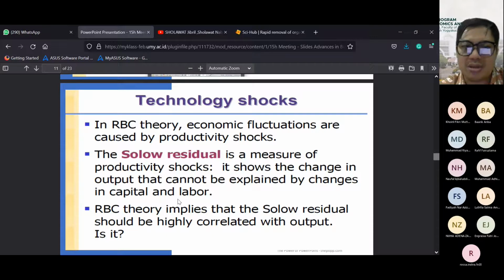Both will create, or should create, a good output. So the output here is the ultimate goal in terms of the RBC theory. RBC theory implies that the Solow residual should be highly correlated with the output. Because if RBC theory relates to the output, it means that the fluctuation in the business cycles is actually due to the fluctuation in the output. So the output here, again and again, is the ultimate goal of the Solow residual or productivity shocks. And it will be impacting the real business cycles.